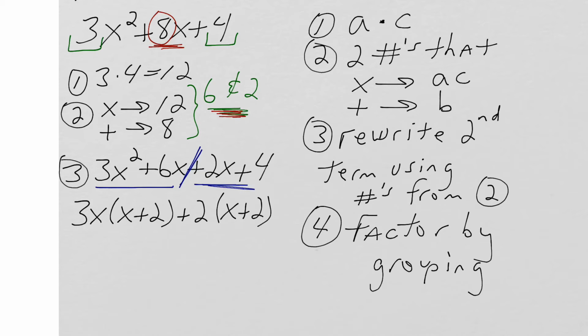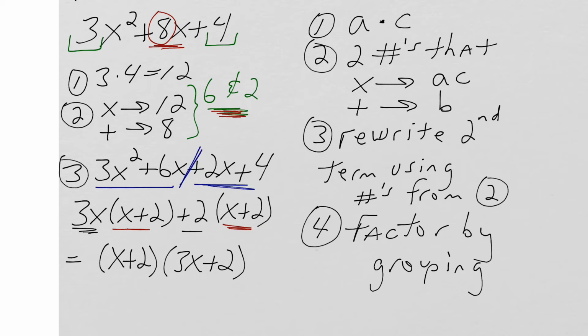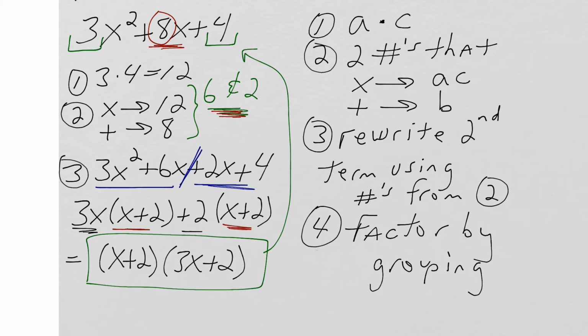x plus 2. And since we now have the same binomial factor here, using the factor by grouping technique, we can rewrite this by factoring out the x plus 2, and our other binomial would just be the 3x plus 2. And so we have here now at the end, this is the final factored result of the original trinomial. And you can even check it now by doing a FOIL on it and make sure you get the original trinomial. So that's one example of the AC method. Let's do another one.